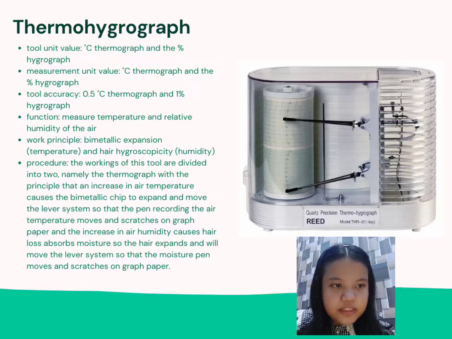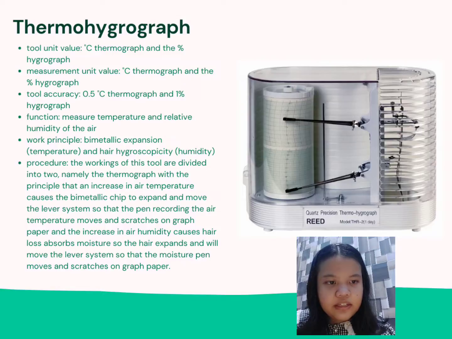Procedure is the working of this tool is divided into two, namely the thermograph with the principle that an increase in air temperature causes the metallic chip to expand and move the lever system so that the pen recording the air temperature moves and scratches on graph paper, and the increase in air humidity causes hair to absorb moisture so the hair expands and will move the lever system so that the moisture pen moves and scratches on graph paper.